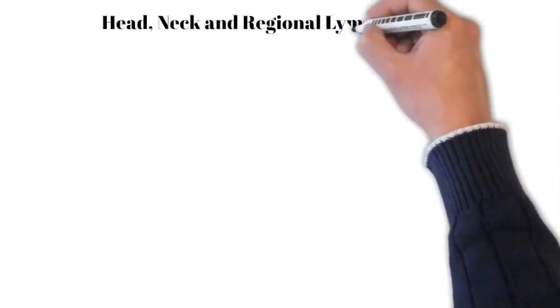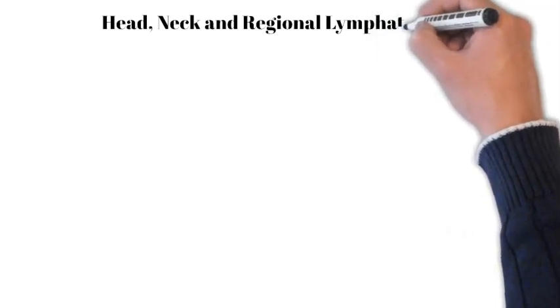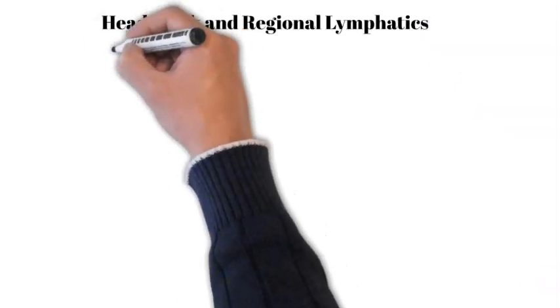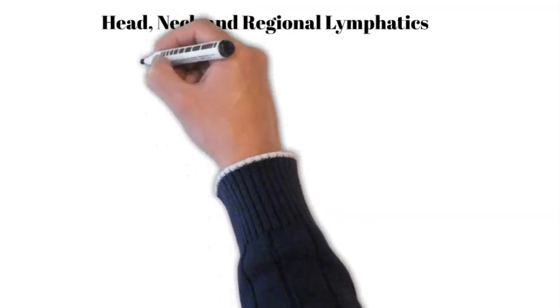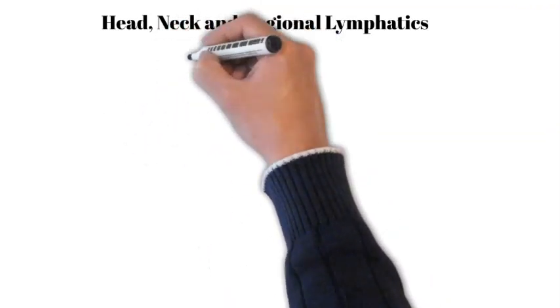Bruits, abnormal sounds heard over blood vessels, which can indicate narrowing or blockages. Carotid artery, the major artery in the neck that supplies blood to the brain. Thyroid gland, a butterfly-shaped gland located in the neck that produces hormones that regulate metabolism.